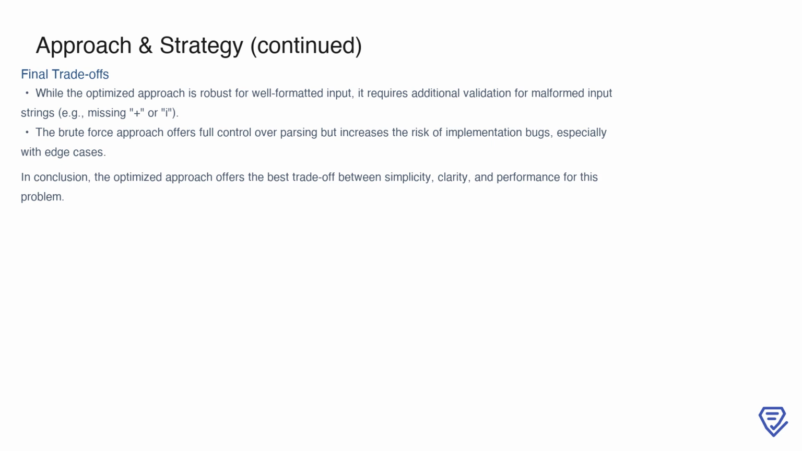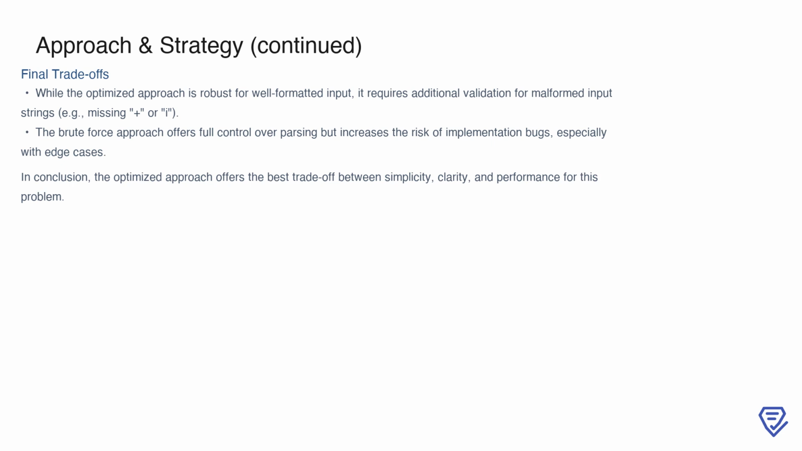Finally, it's important to consider the trade-offs of the chosen approach. While the optimized method is robust and efficient for well-formatted input, it does require additional validation to handle cases where the input deviates from the expected A+bi structure, such as missing the plus or I characters. On the other hand, the brute force approach provides greater control over the parsing process, but this comes at the cost of increased complexity and a higher likelihood of bugs, particularly when dealing with edge cases.